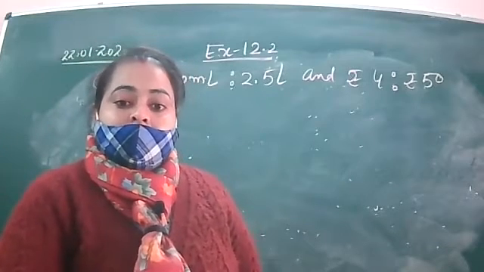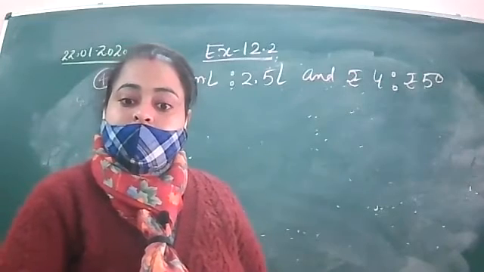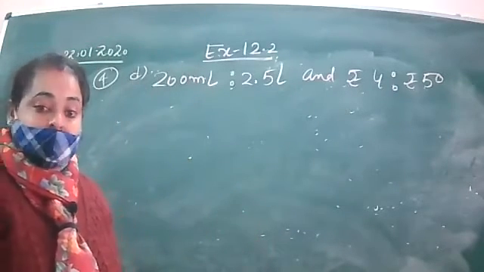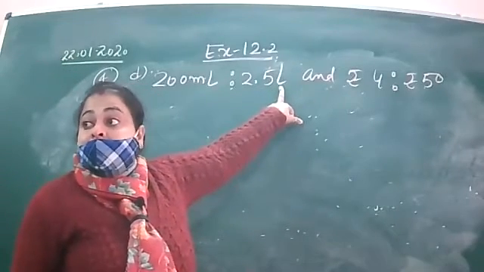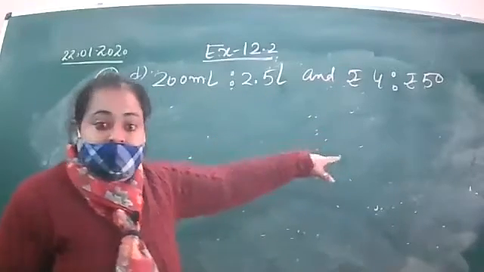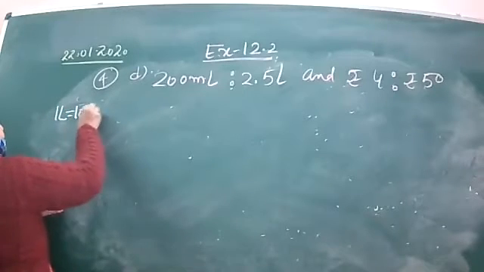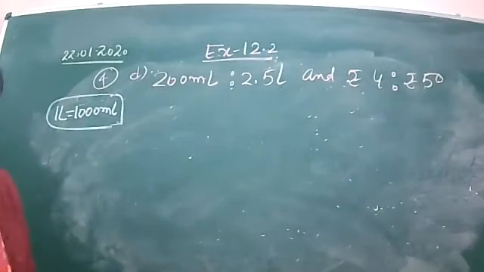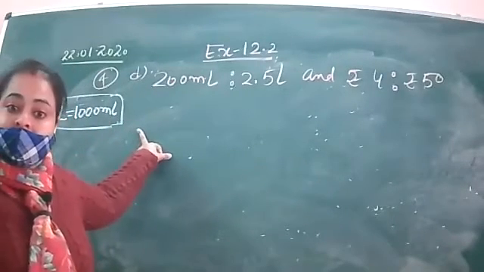Now students, what is the first step to solve this sum? Write down in the chat box. Very good, Prerna. Conversion. Now this is liter. We will change this liter to milliliter and write down the relation first. As we know, in 1 liter we have 1000 milliliter. Very much compulsory to write this relation.